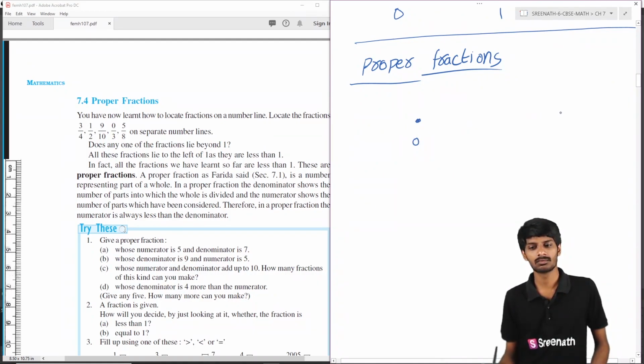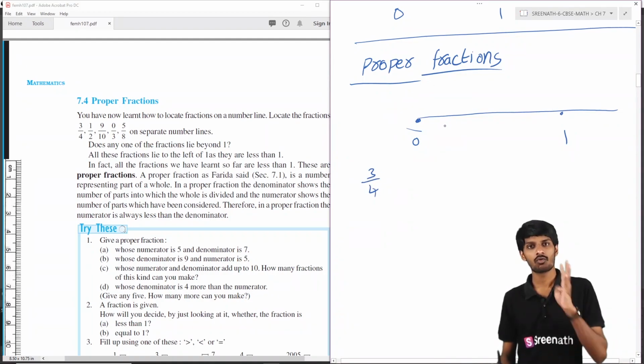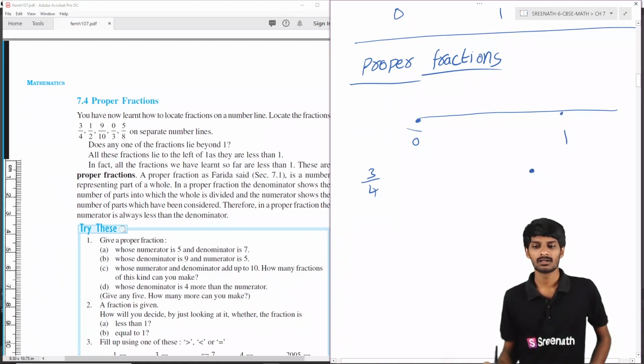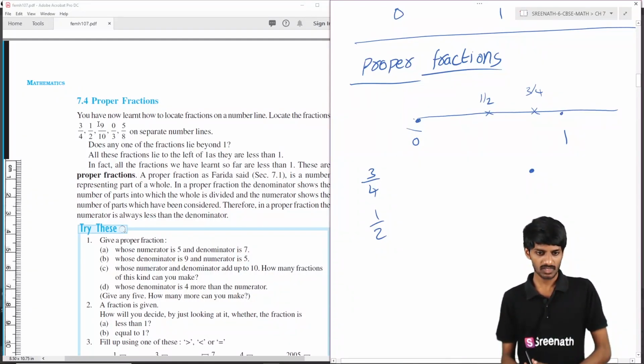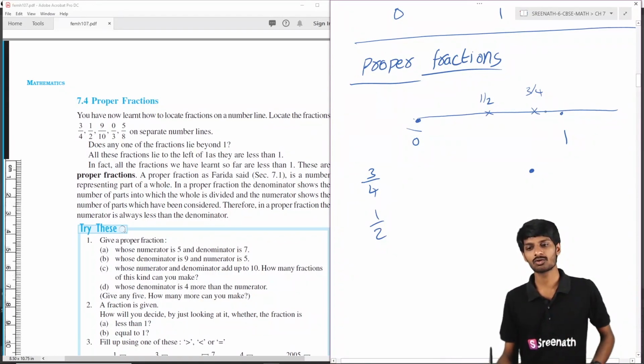Suppose this is 0 and this is 1, the number line. If you want to represent 3 by 4, you have to break the space between them into 4 parts and take 3 parts, so it is at this point. Okay students, here is 3 by 4. Next is 1 by 2: we make the whole space between 0 and 1 into 2 parts and take 1 part, which means at this point 1 by 2. And 9 by 10 means you make the whole into 10 parts and mark 9 parts, so it is 9 by 10.